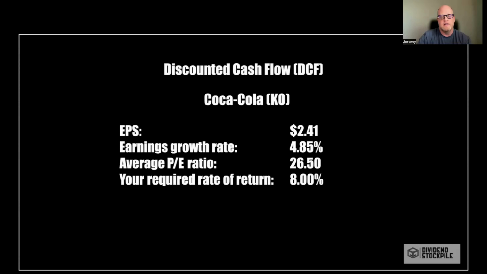Okay, so looking at the details for Coca-Cola, this is what we have. The earnings per share over the last 12 months is $2.41 per share. The earnings growth rate that analysts are expecting is 4.85% for the next 5 years. The average PE ratio over the last 5 years has been 26.5. And again, my required rate of return is 8%.